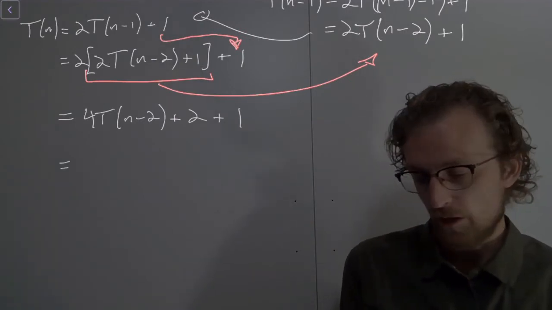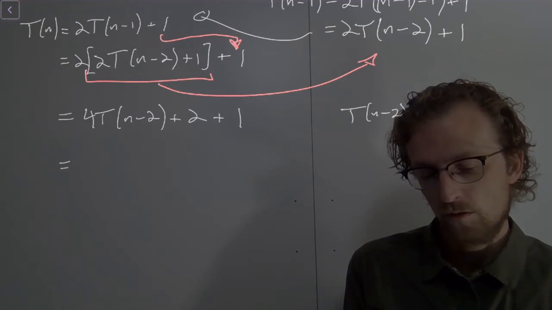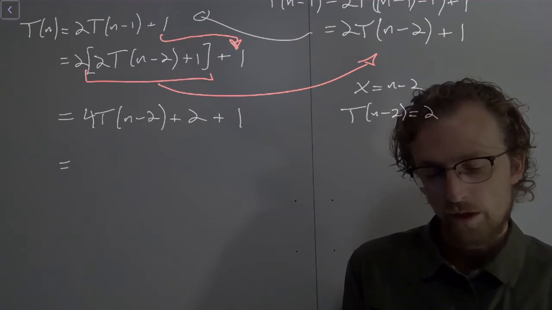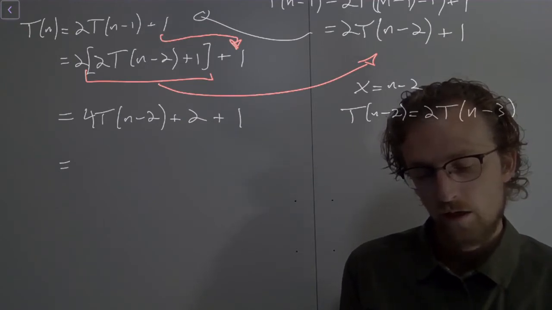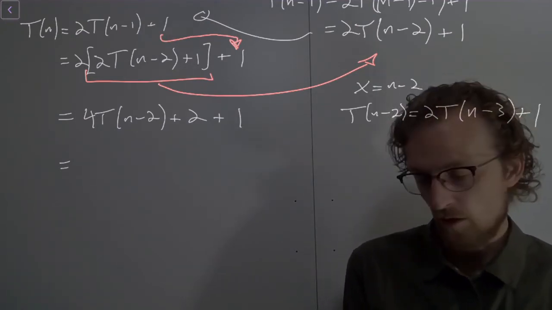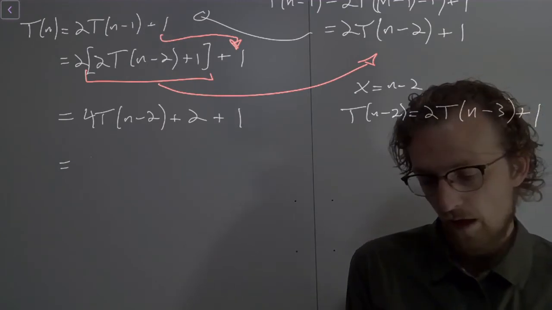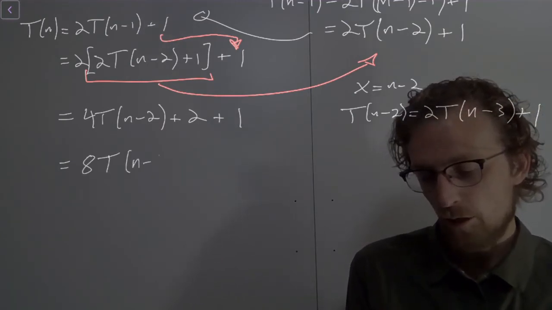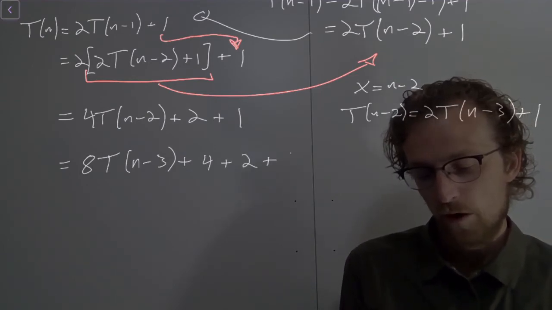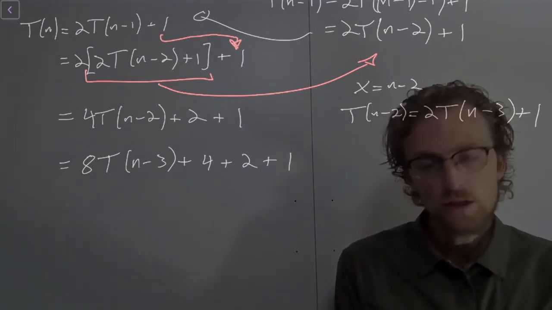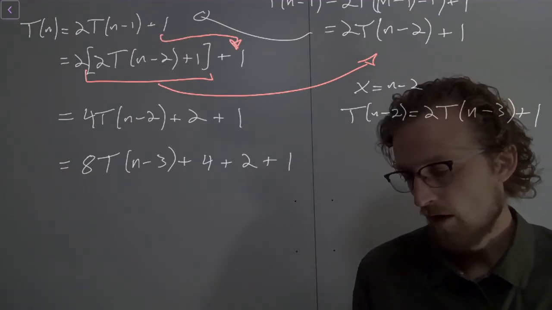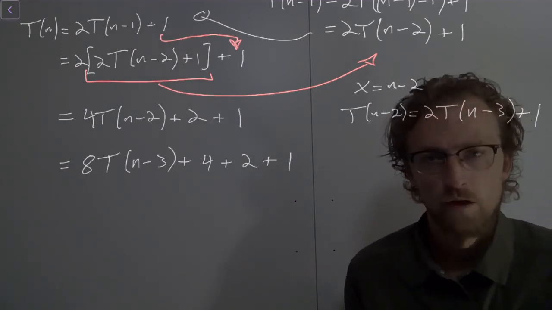Let's come up with an expression for T of n minus 2. Letting x equal n minus 2, T of n minus 2 is 2 T of n minus 3 plus 1. In the next step here, I'm just going to simplify things myself. What we have is 8 T of n minus 3 plus 4 plus 2 plus 1. This is quite different from some of the recurrence relations that we've analyzed in the videos so far. But the pattern now should be clear.